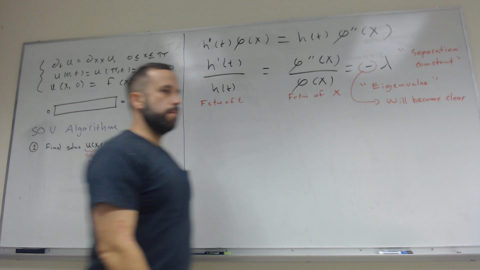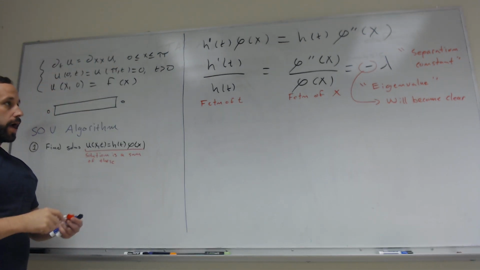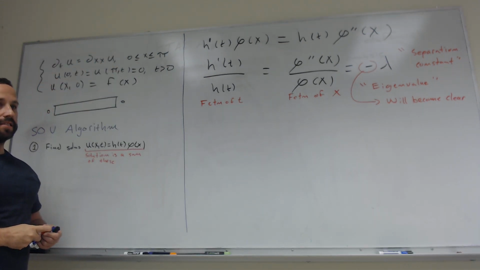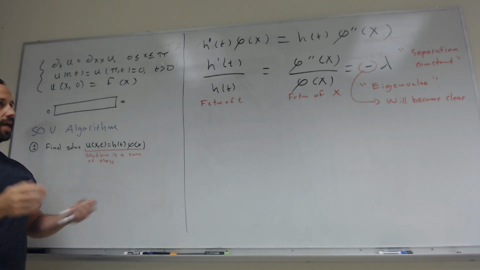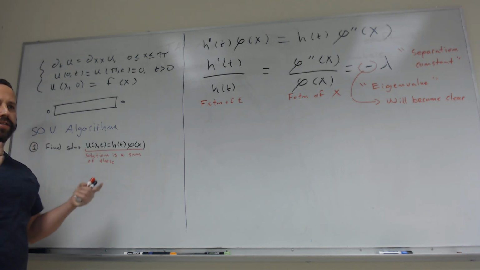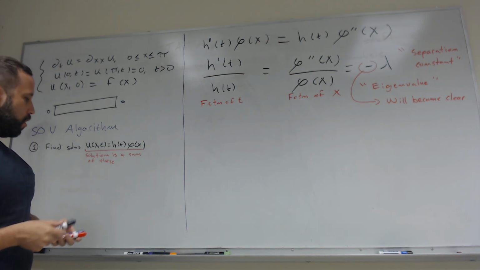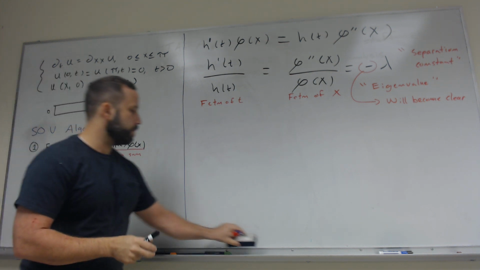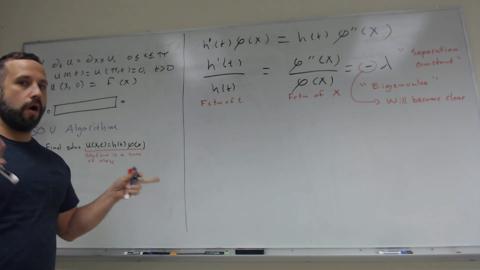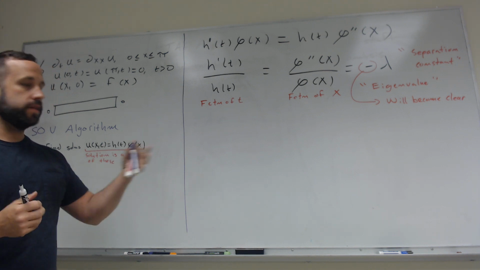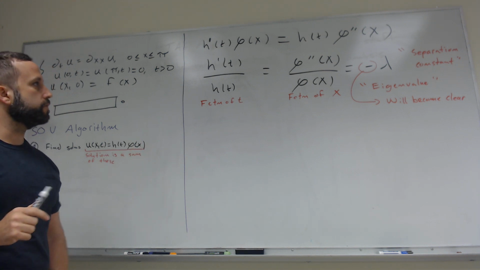This will become clear in a moment. Why are we using a minus sign instead of just saying equal to lambda? In principle it's the same, but the minus sign is going to be a convenience. Let me illustrate for a moment why I call this an eigenvalue. We're going to see more about why it should be called an eigenvalue in the upcoming videos on this problem. There's going to be a few of them.